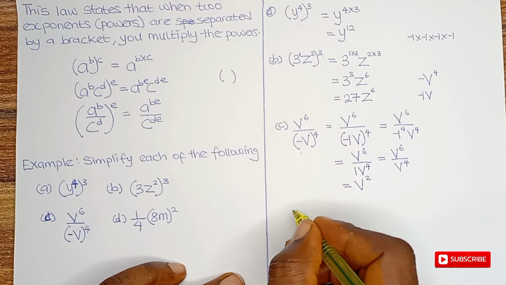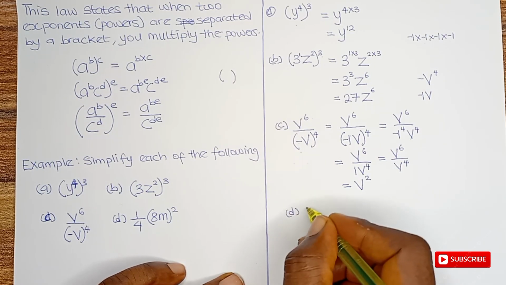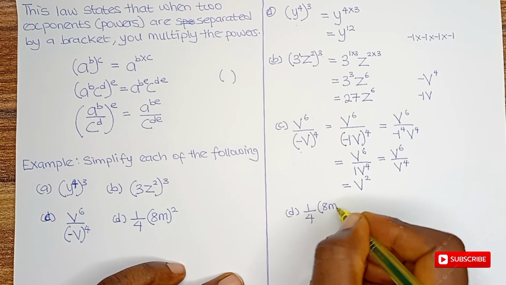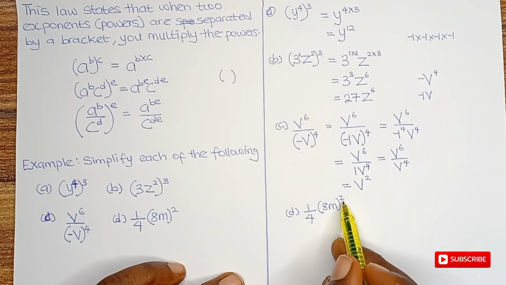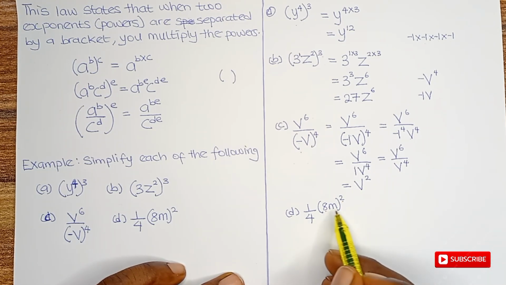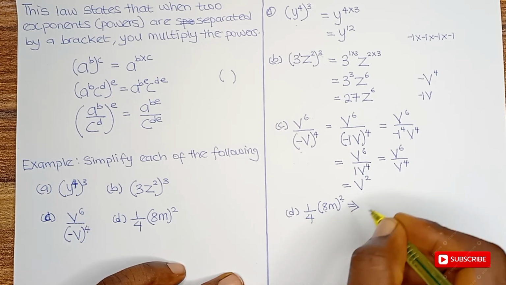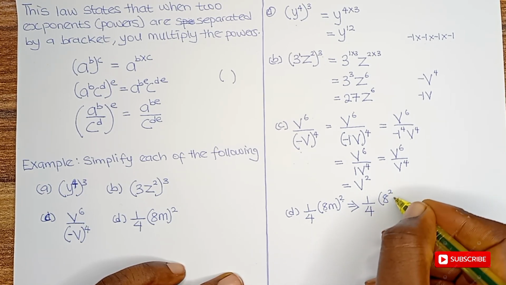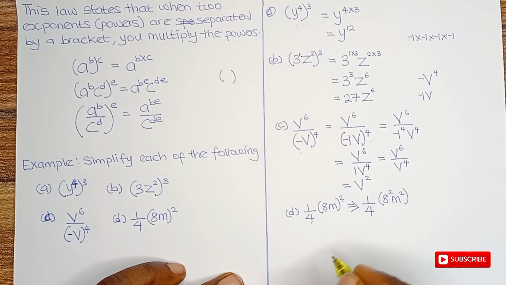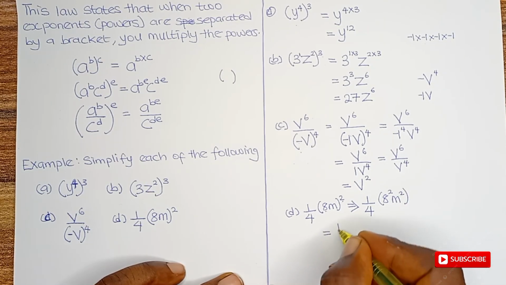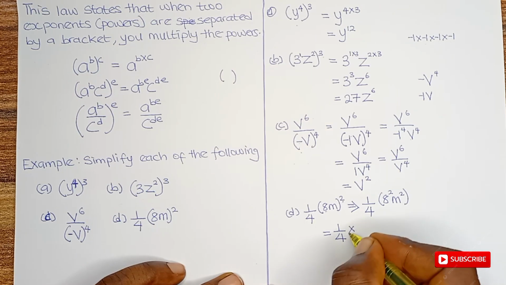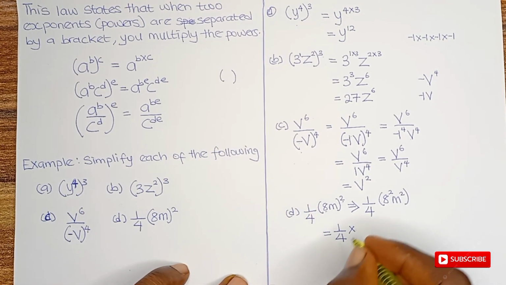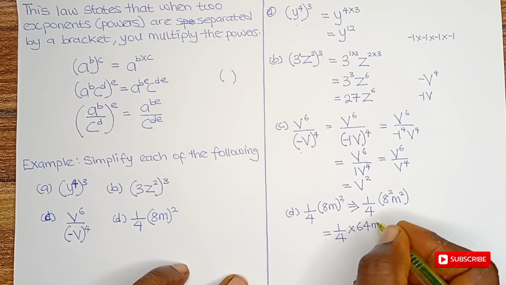Let's look at D. For D, we have 1 over 4 bracket 8m to the power of 2. So this exponent 2 is going to work on 8 and m. So we have 1 all over 4 into 8 to the power of 2, m to the power of 2. So this will be 1 all over 4 multiplied by 8 to the power of 2, which is 8 multiplied by 8, which is 64. So we have 64m squared.